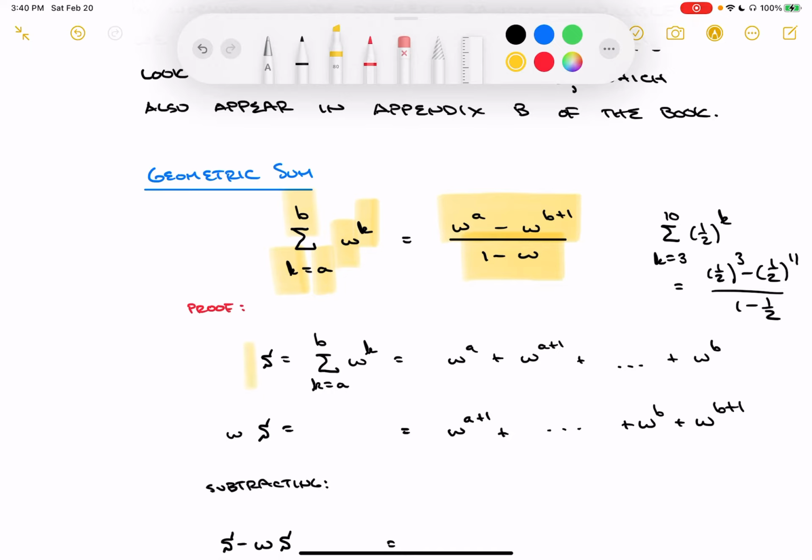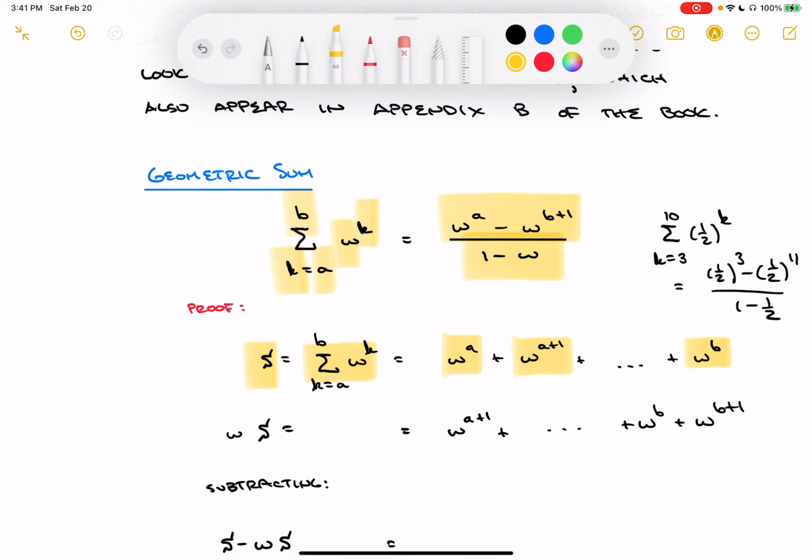I'm going to call S the sum that we're looking for. That's that sum k going from a to b of w to the k. If I break that out term by term, when I put k equaling a, the first term is w to the a. The next one, we increase the variable of summation by 1. That's going to be w to the a plus 1. And we're going to keep adding them up until we hit the upper sum limit, right? And that is b. So we're going to get up to w to the b.